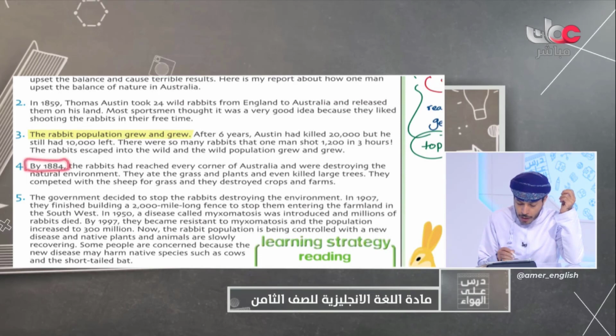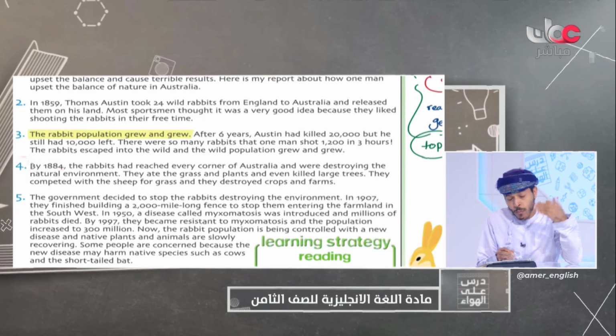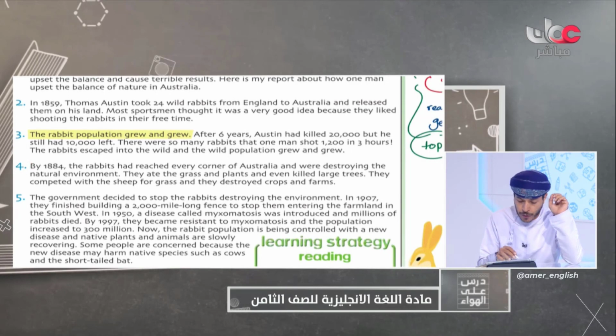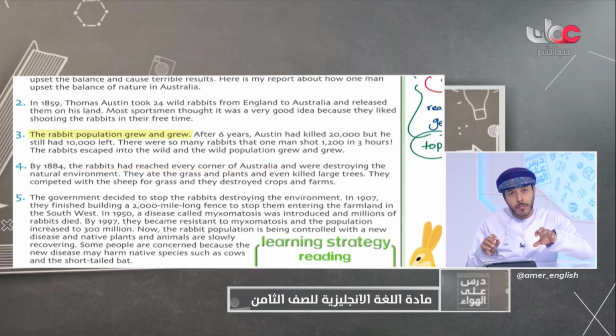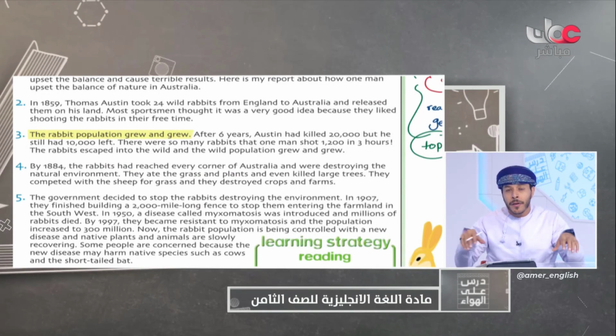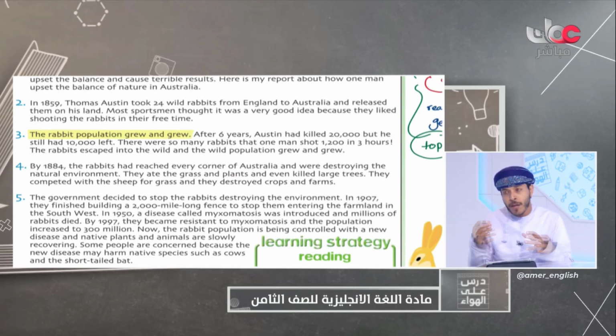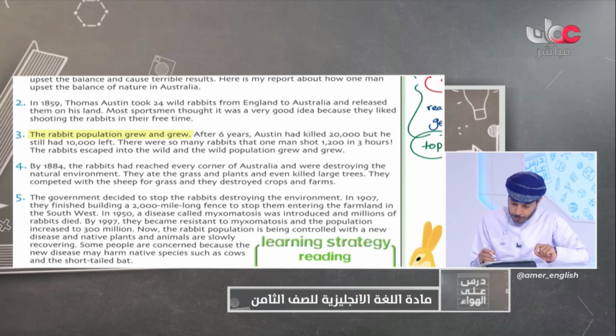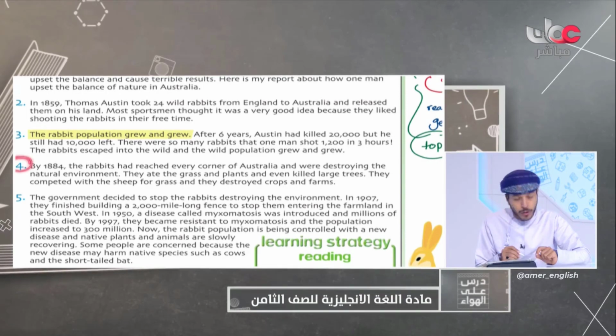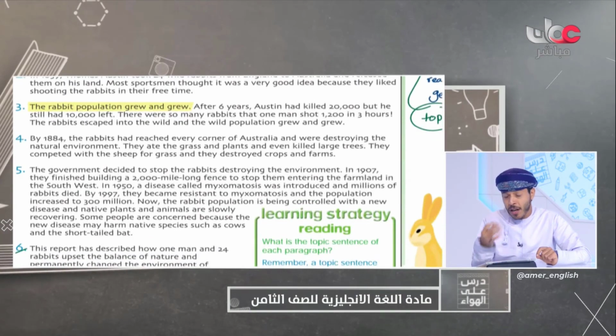By 1884, in paragraph number 4, the topic sentence specifically says the rabbits had reached every corner of Australia, every corner of Australia as a country. It means these rabbits have spread out in the whole country. They are many, maybe they are millions. So this is about paragraph number 4, and we can analyze things from the topic sentence only.